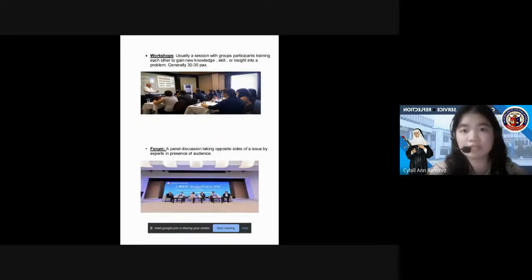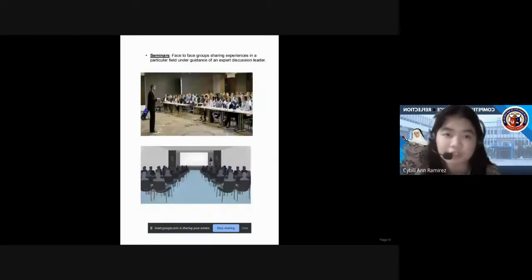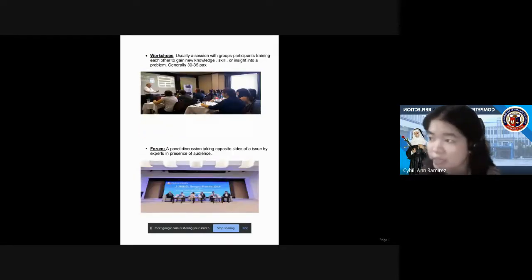Workshops, like I said, are sessions with groups or participants training or training each other to gain new knowledge, skill, or insight into a problem. Generally it's around 30 to 35 people, so it's less of a lecture. Unlike a seminar where the audience only receives information, in a workshop the audience participates, because they will be able to do activities given by the speaker or trainer, which is why it is called a workshop.